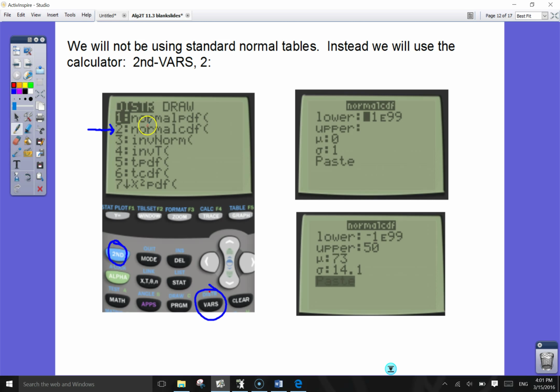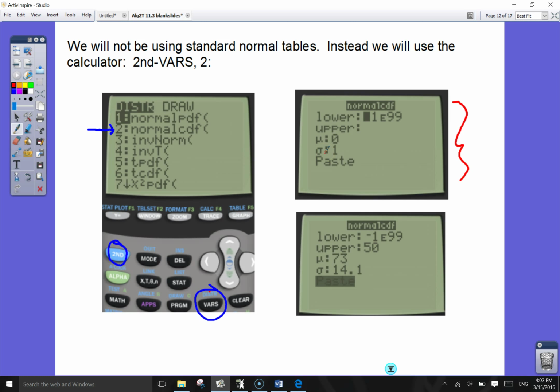Now, when you hit the 2, you get a menu that looks something like this, right? The lower is asking you for the left side of that shaded area on the normal curve. The upper is asking you for the value on the right side. The mu is the mean, and the sigma is the standard deviation, like we've learned already.